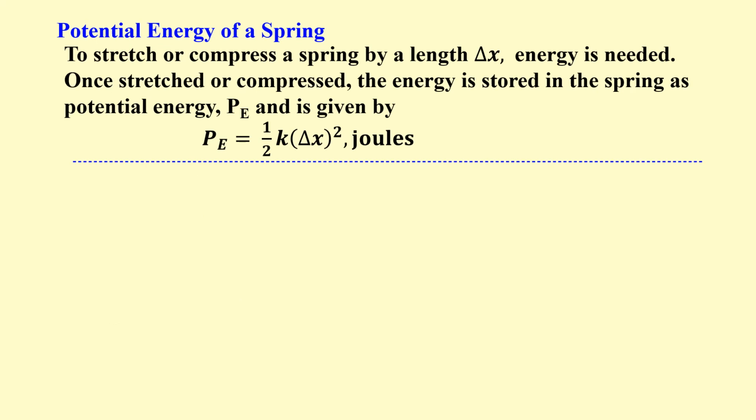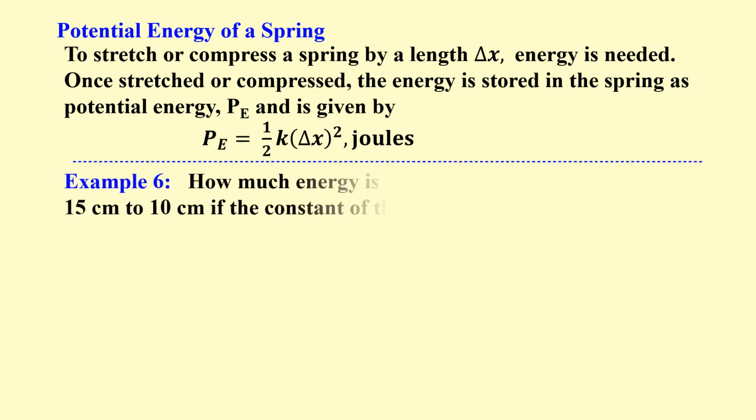Now, let's consider potential energy of a spring. To stretch or compress a spring by a length delta X, energy is needed. Once stretched or compressed, the energy is stored in the spring as potential energy PE and is given by P sub E equals 1 half K times delta X squared in joules.